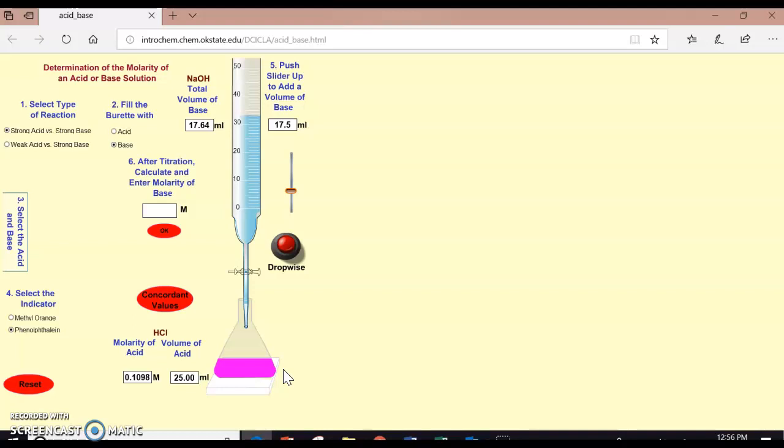But what we can do with this information is, now that we know how much of that base we used, we can figure out what the concentration of that unknown base was.